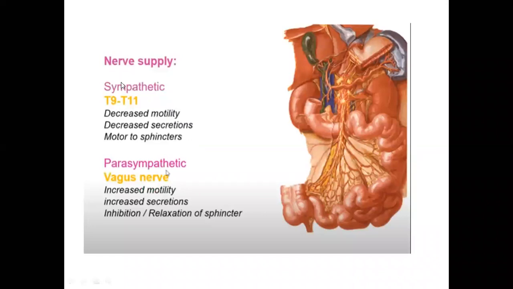Now, the nerve supply of the small intestine is by the sympathetic as well as the parasympathetic. For simple remembrance, almost all organs have parasympathetic supply from the vagus nerve. The sympathetic supply is from T9 to T11 nerves. Because of the sympathetic supply, the motility of the small intestine is decreased, the secretions are decreased, and it shows a motor response to the sphincters.